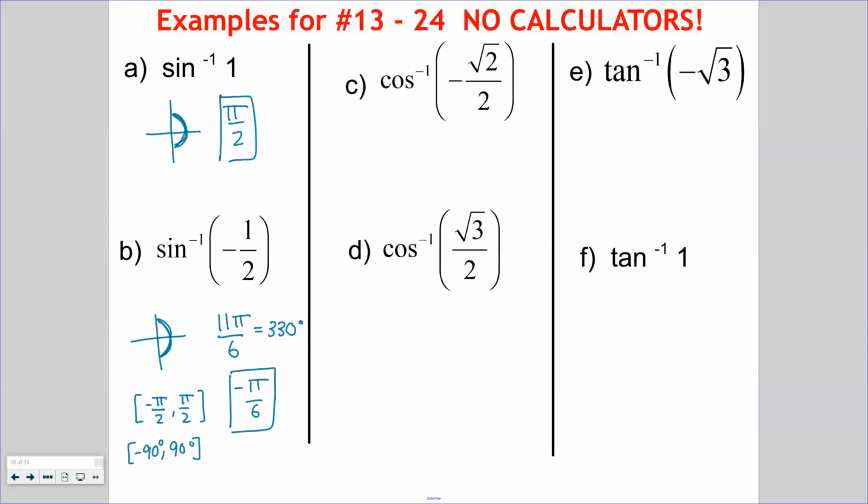All right, cosine, the inverse cosine of -√2/2. Remember, inverse cosine has a range 0 to pi. We need an answer in the first or the second quadrant. So use your unit circle, right? What angle has a cosine value of -√2/2? There's only one, 3 pi/4.